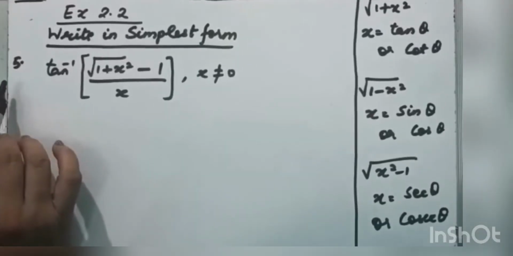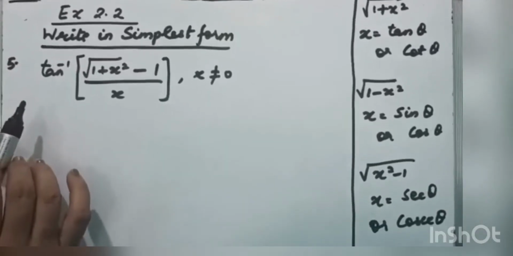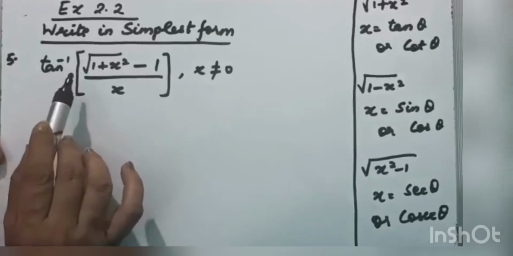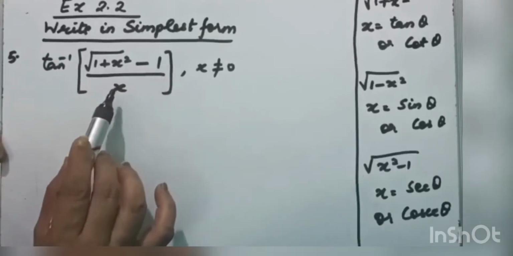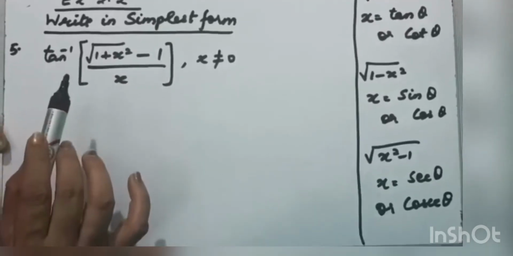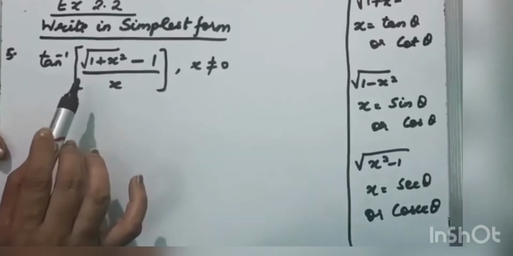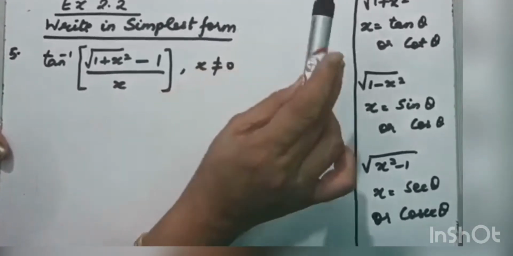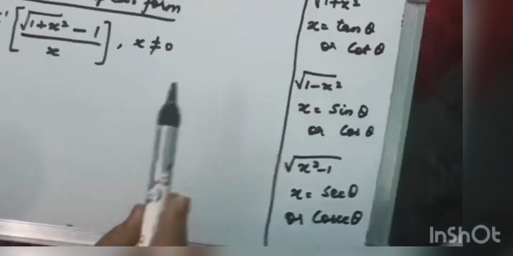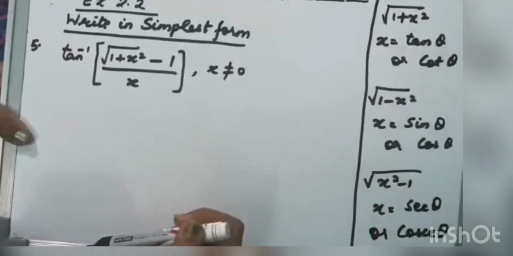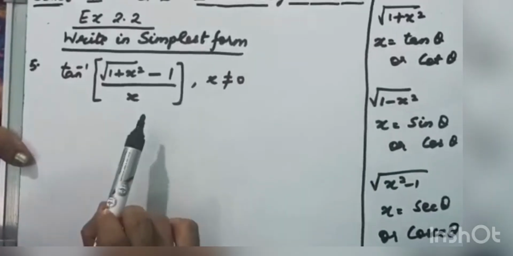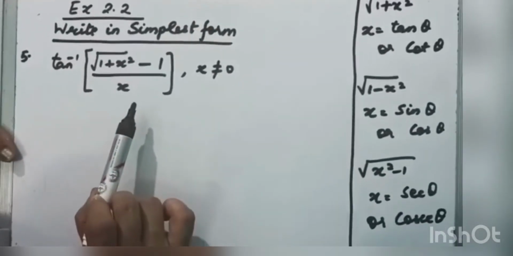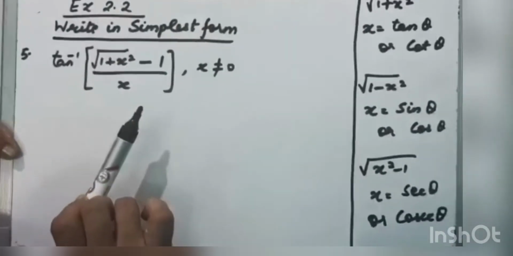Now question number 5. Here we have to simplify the given statement: tan inverse of (root 1 plus x square minus 1) upon x. We want to simplify this. In such types of questions, you need to learn some important points. If in a question it is given root 1 plus x square, then we put x equal to tan theta or cot theta. We prefer to use tan theta.